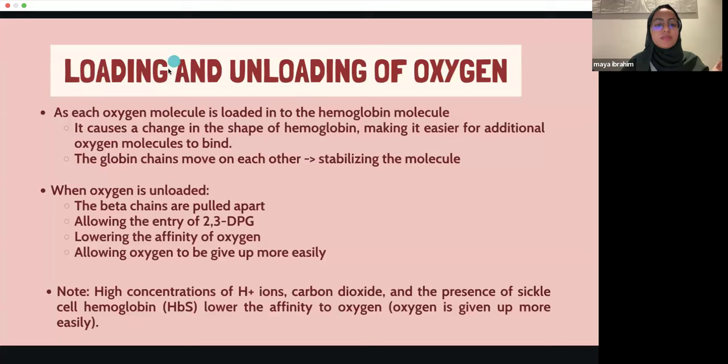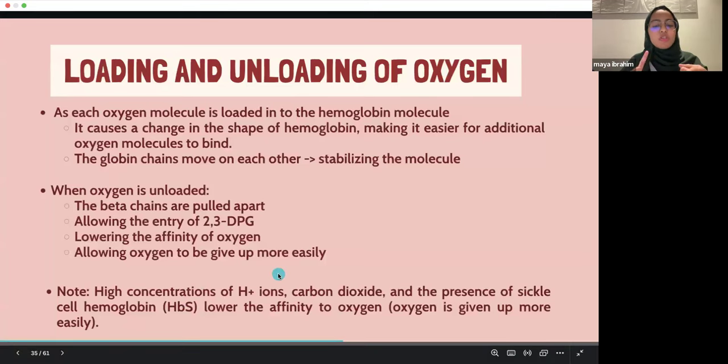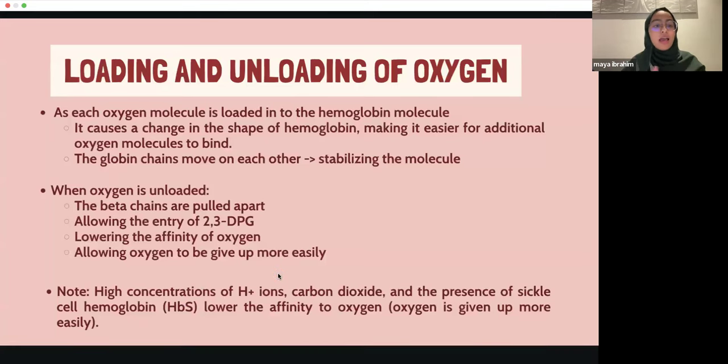So high concentrations of H plus, carbon dioxide, and when the hemoglobin molecule is deformed, like seen in sickle cell anemia, the affinity of hemoglobin to oxygen is reduced.